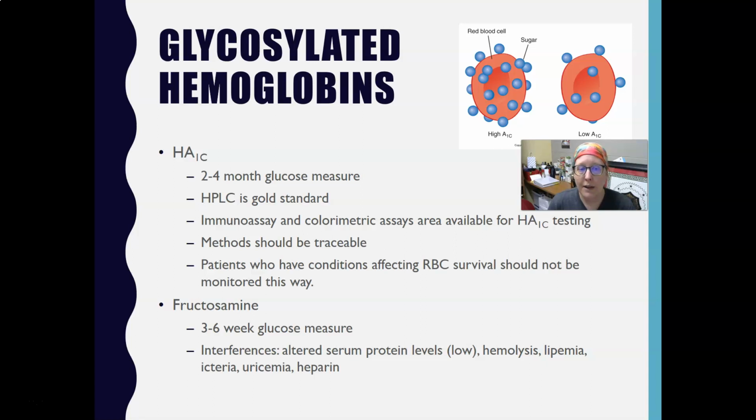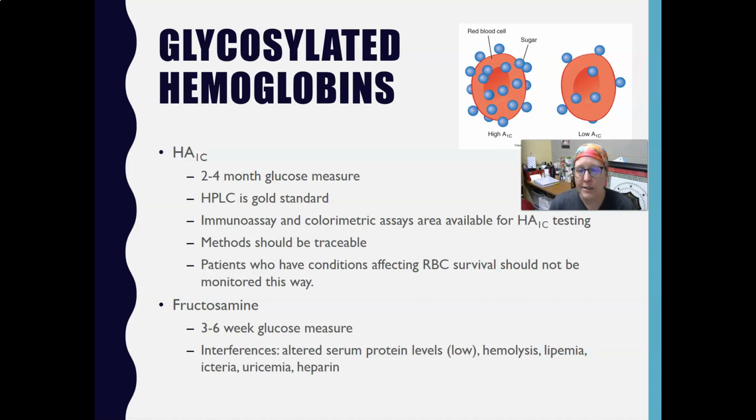It does reflect a 2 to 4 month average glucose measurement, because that is about the average lifespan of red cells. We know a red cell lives 120 days, and you have to account for turnover and all of that, so 2 to 4 months is about what you can expect it to show. High performance liquid chromatography is your gold standard, but that's not what's done in the labs. It's what the other methods that are developed are compared against.